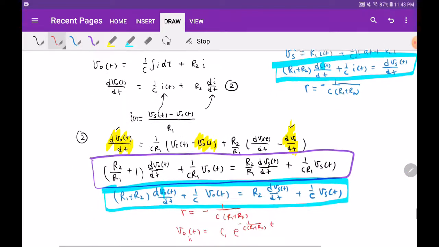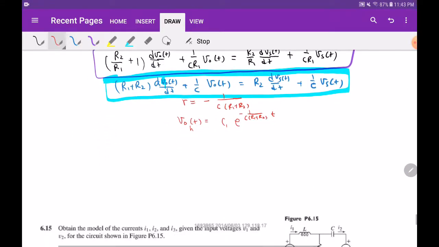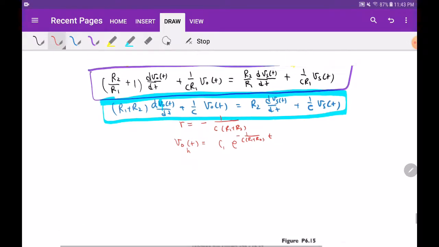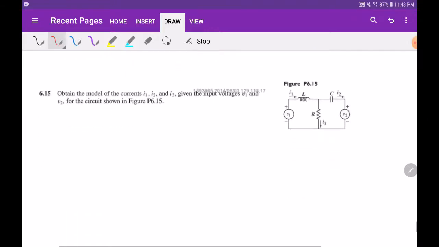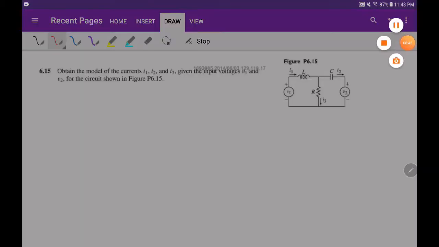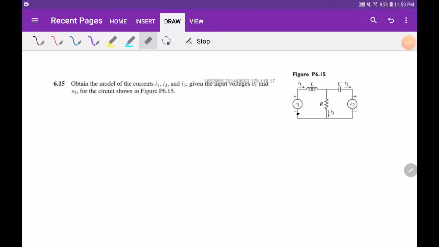Okay, so that's the end of the second homework problem. So let's move on to the third one. Let's try another problem. All these problems are, by the way, very difficult. And soon I'll teach you a much easier method using impedance. So just hang in there.